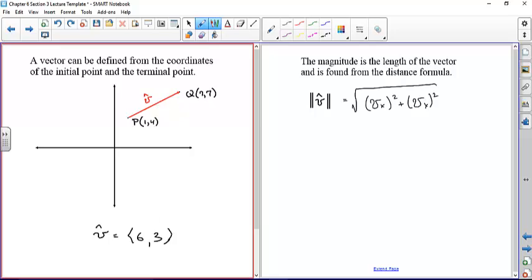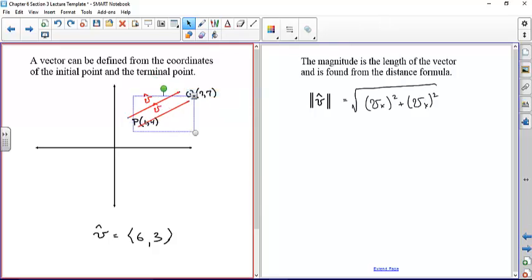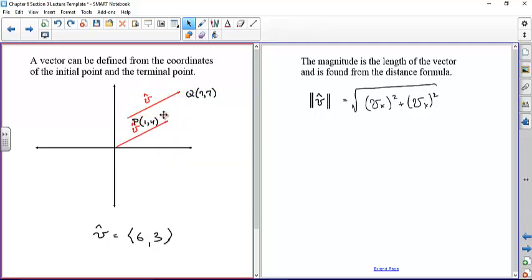Now if I were to clone this vector and move it to standard position, you can see these both have the same length and the same direction. This one's in standard position. This one is not in standard position. When it's in standard position, the coordinates of the tip are the same as the values for the vector.